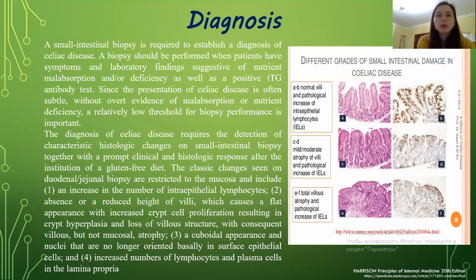Diagnosis. A small intestinal biopsy is required to establish a diagnosis of celiac disease. A biopsy should be performed when patients have symptoms and laboratory findings suggestive of nutrient malabsorption and/or deficiency, as well as a positive TTG antibody test. Without overt evidence of malabsorption or nutrient deficiency, a relatively low threshold for biopsy performance is important.